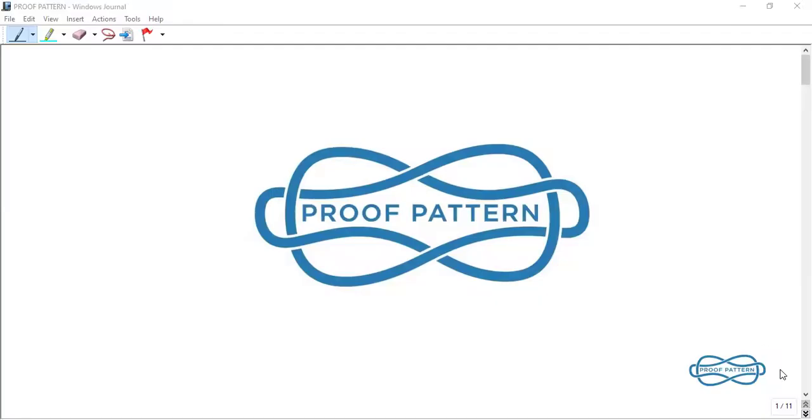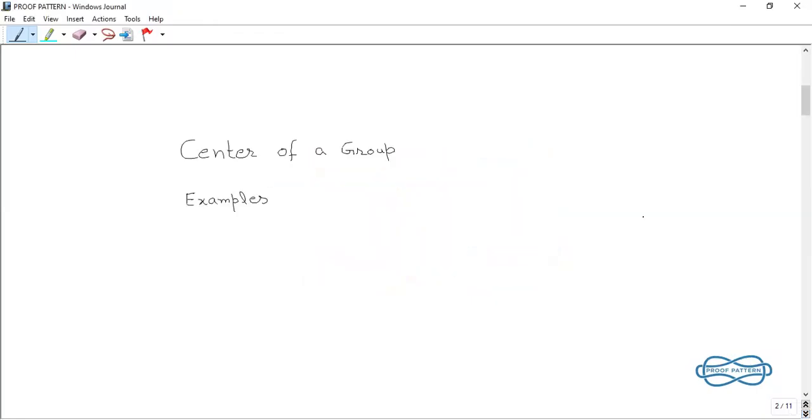Hello. In today's video, we will study the concept of center of a group. Then we will also see that this center of a group is also a subgroup of G. And at the end of the video, we will see some examples. Okay. So we'll start with the definition of center of a group.